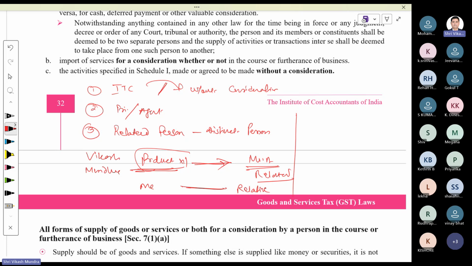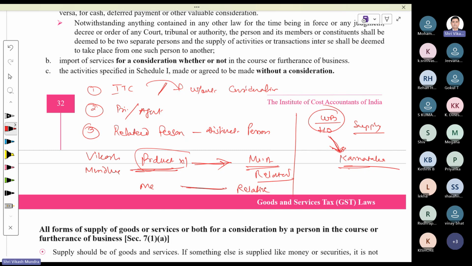Think about a situation. I'm located in West Bengal. My head office is located in West Bengal, and I have another branch in Karnataka. From my head office, I'm transferring certain goods to my Karnataka branch. From the point of view of West Bengal, can I say that yes, it is a supply? Yes or no? Even though I have transferred the same goods to my own branch located in Karnataka, it is considered a supply.